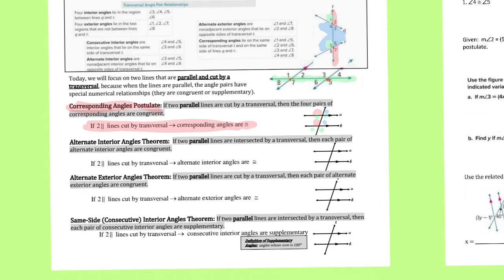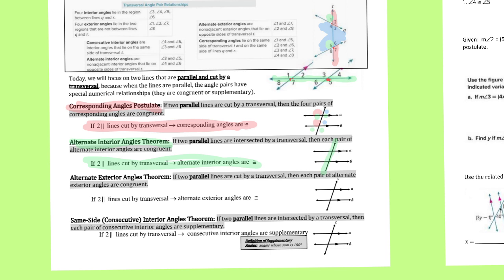The alternate interior angles, so again, if you start with parallel lines and they're cut by a transversal, your alternate interior angles will not only be named as alternate interior angles, but also they will be considered congruent. Okay, so they will be the same size and shape. So let's mark these here.